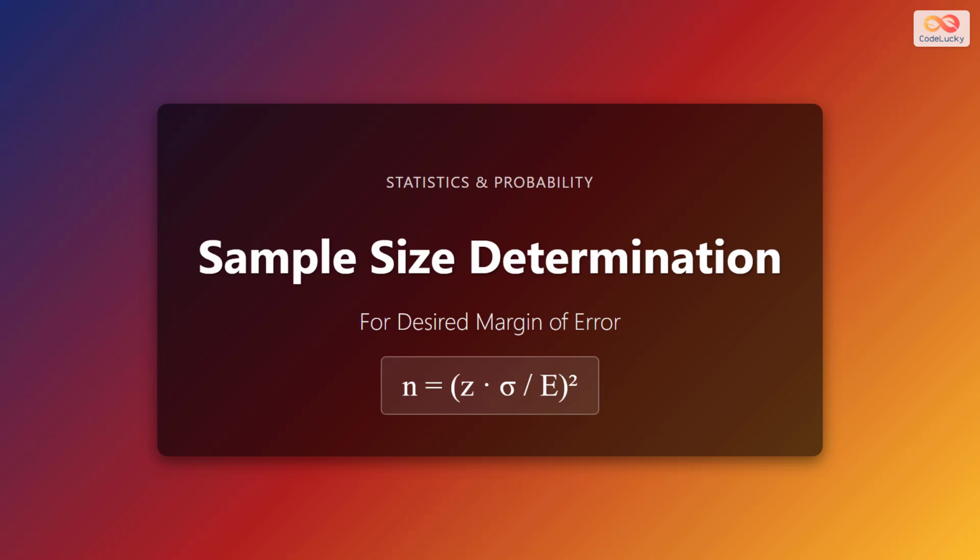Welcome. Today we are diving into a crucial topic in statistics, calculating the minimum sample size required to estimate a population mean. Specifically, we will learn how to find n given a desired margin of error.